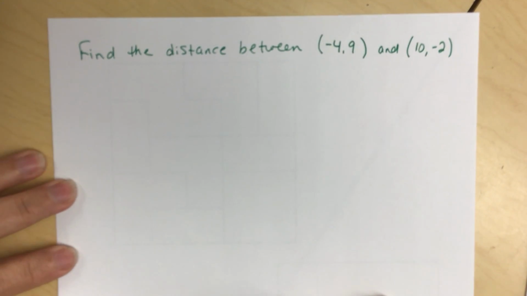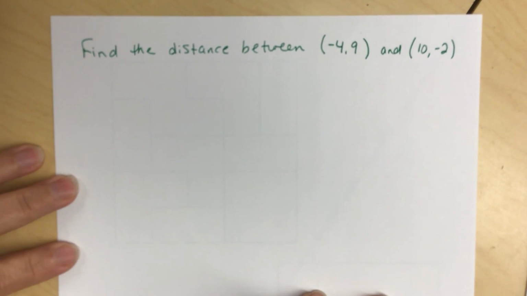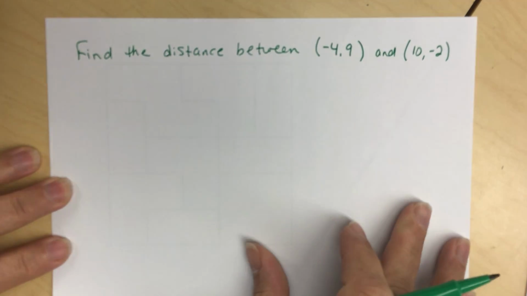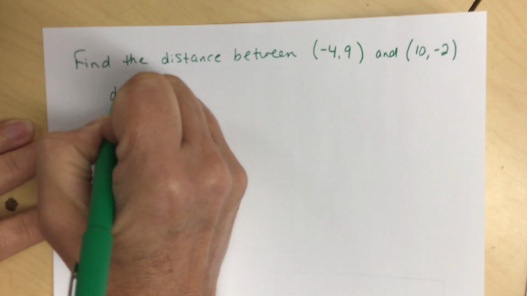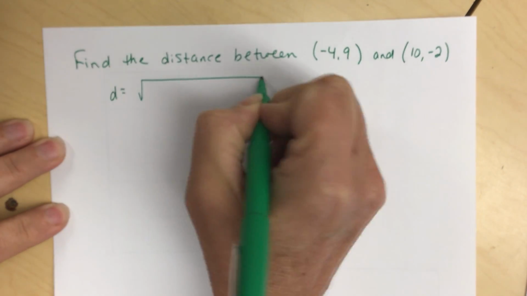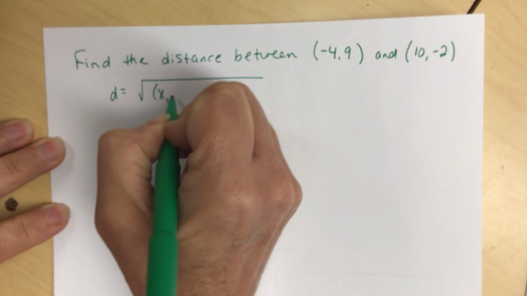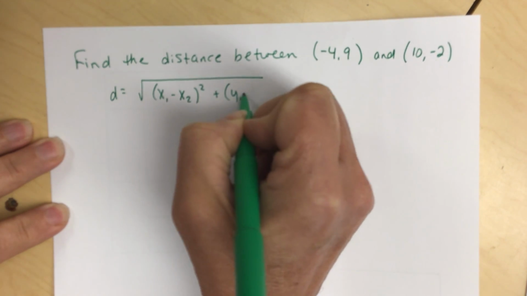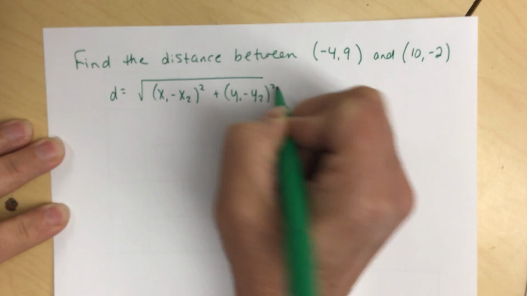Okay, in this example, I'm going to show you how to find the distance between 2 points. So we have the point (-4, 9) and the point (10, -2). First of all, the distance formula is the square root of (x1 minus x2) squared plus (y1 minus y2) squared.